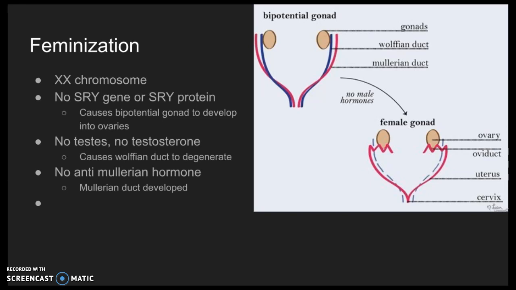Feminization is when 2 X chromosomes are present. There is no SRY gene, which allows the bipotential gonads to develop into ovaries. In this case, there are no testes, which produce no testosterone, and that causes the Wolffian duct to degenerate. There's also no anti-Mullerian hormone, which allows the Mullerian duct to be developed.